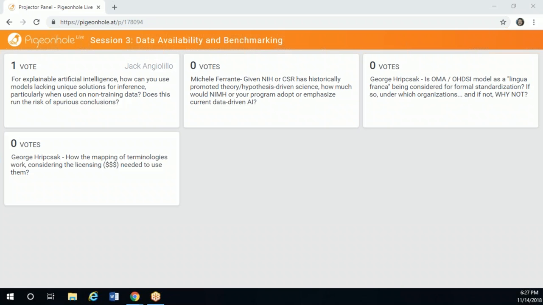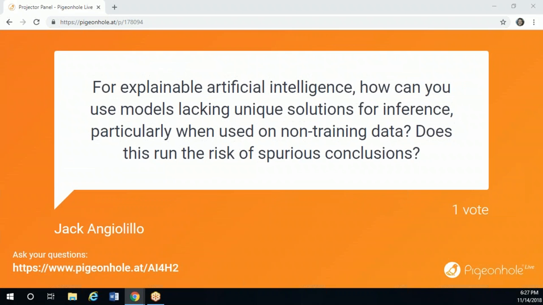First of all, let's take this question about explainable AI. I'm not sure if we get it, so Jack, if you're in the room, can you raise your hand and phrase it again? It's not entirely clear what you mean.